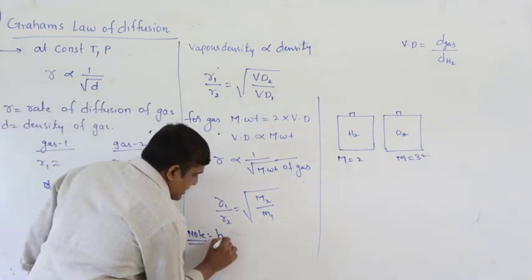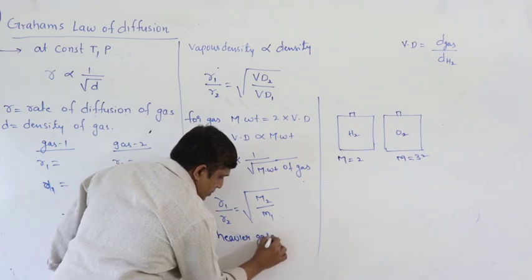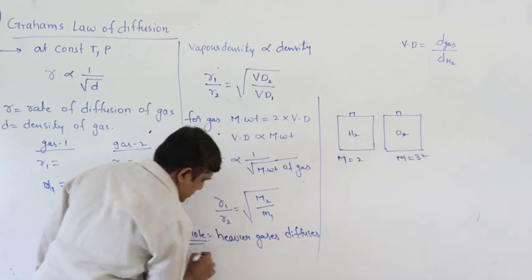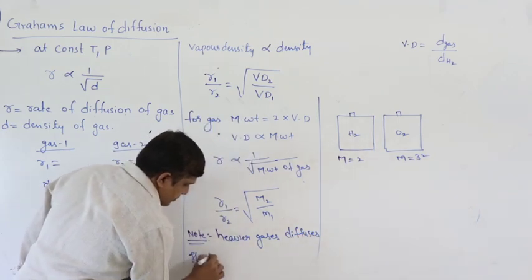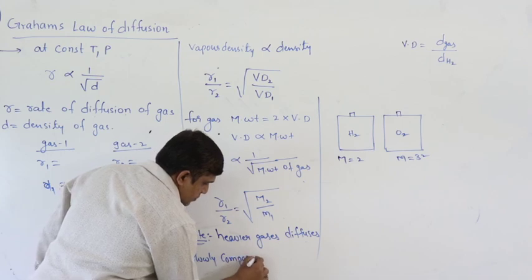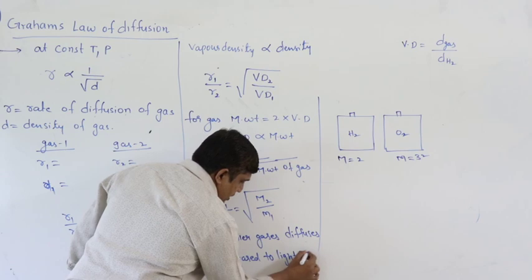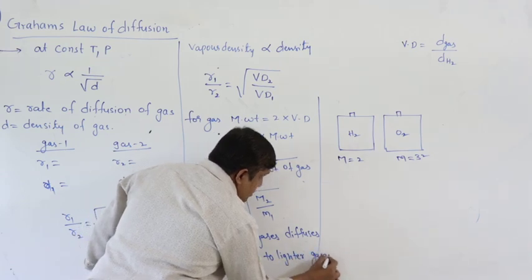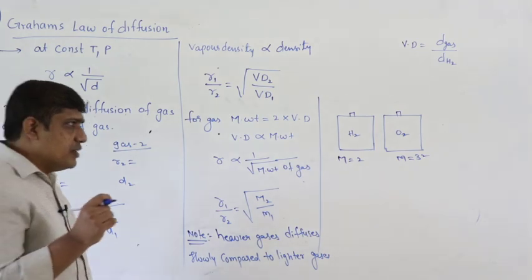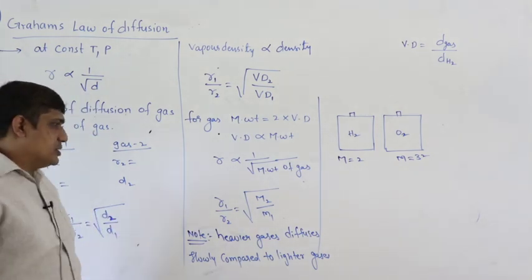So heavier gases diffuse slowly compared to lighter gases, the ones which have less molecular weight. So the rate of diffusion of oxygen will be less than that of hydrogen under similar conditions.